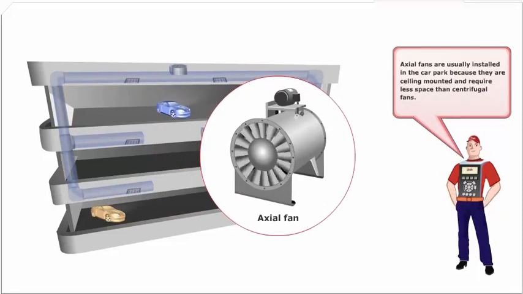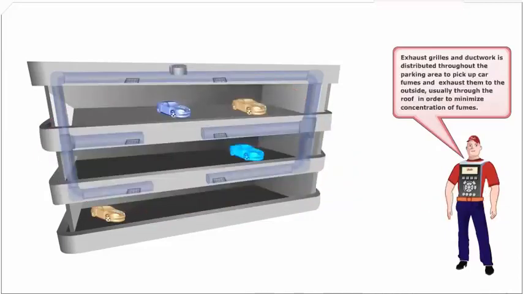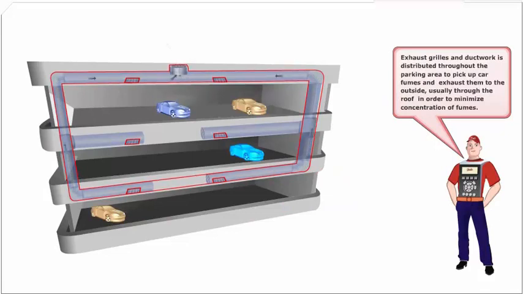Axial fans are usually installed in the car park because they are ceiling mounted and require less space than centrifugal fans. Exhaust grills and ductwork are distributed throughout the parking area to pick up car fumes and exhaust them to the outside, usually through the roof, in order to minimize the concentration of fumes.